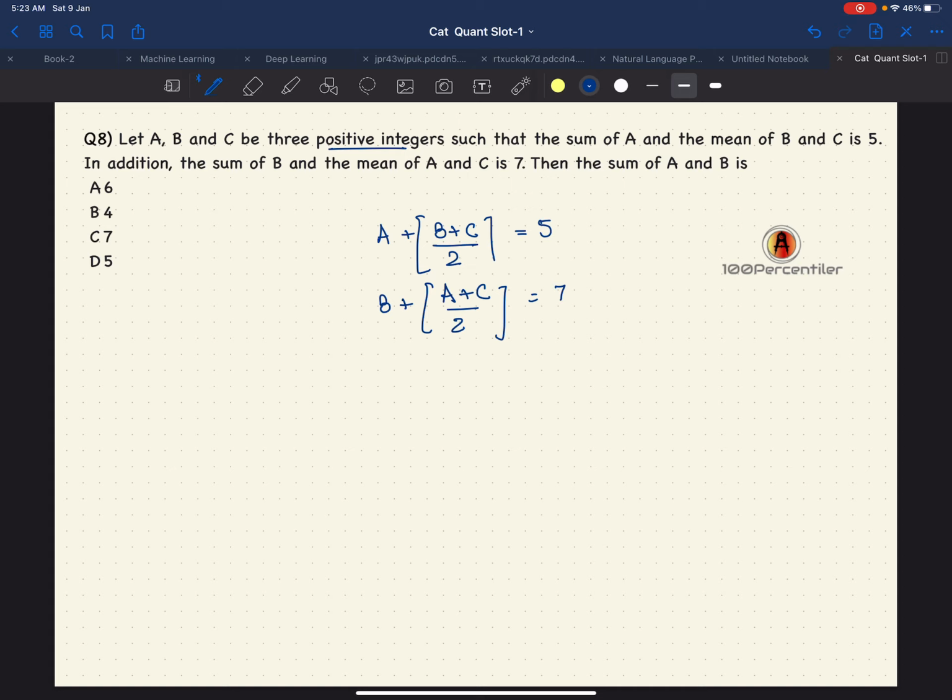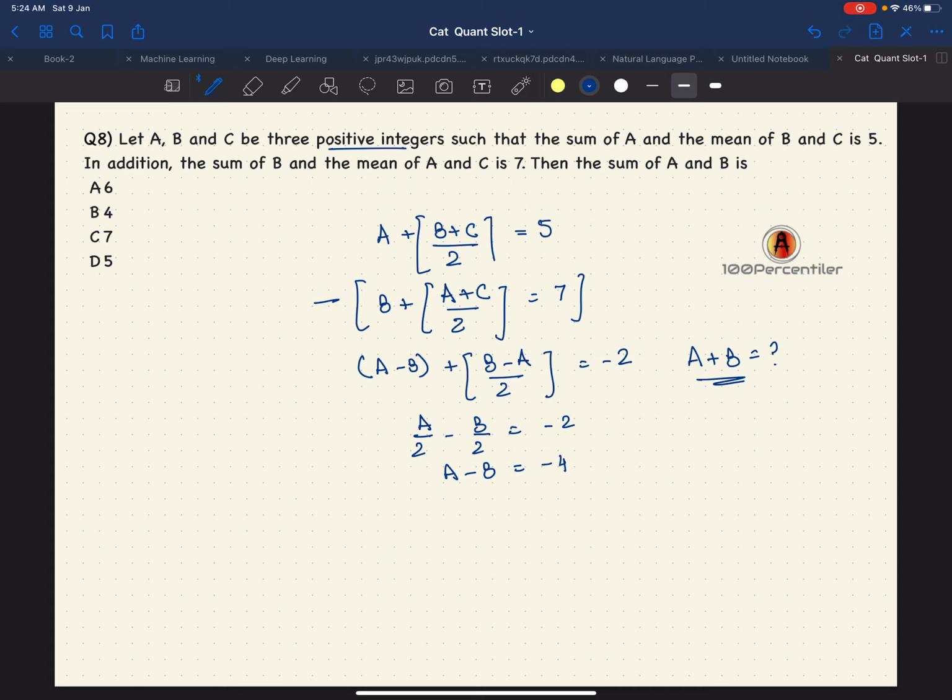Now just simplifying these and eliminating c, we can subtract this particular equation from the first one. We get a minus b plus (b minus a) upon 2, nothing but minus 2. So this becomes a upon 2 minus b upon 2 equal to minus 2, and therefore a minus b is nothing but minus 4. Now we have to find the sum of a and b, not the difference, but we are only given two equations and we have three variables. So what else do we have?